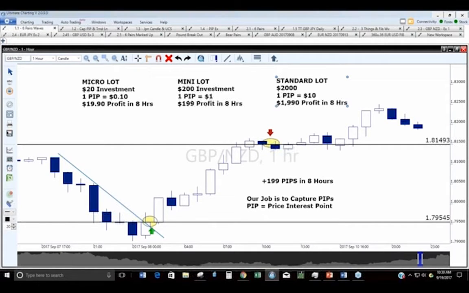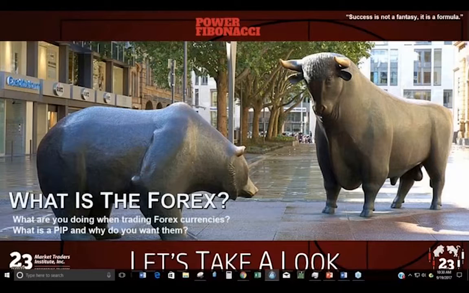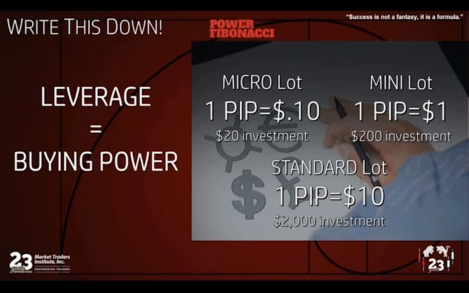Now, let me give you an example on this one. Okay, I already talked about this one: micro lot, mini lot, standard lot. You can get started with such an easy process and you can ramp up. It is so powerful, this system.